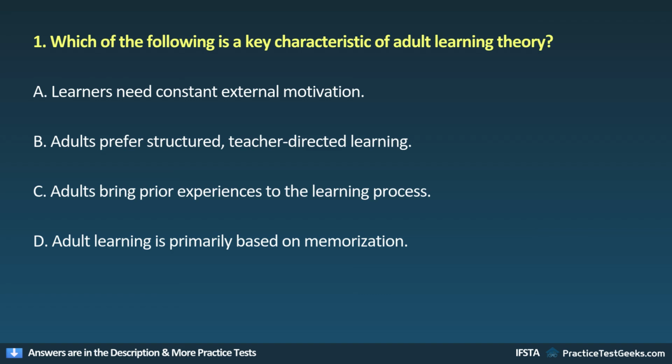1. Which of the following is a key characteristic of adult learning theory? A. Learners need constant external motivation. B. Adults prefer structured, teacher-directed learning. C. Adults bring prior experiences to the learning process. D. Adult learning is primarily based on memorization.